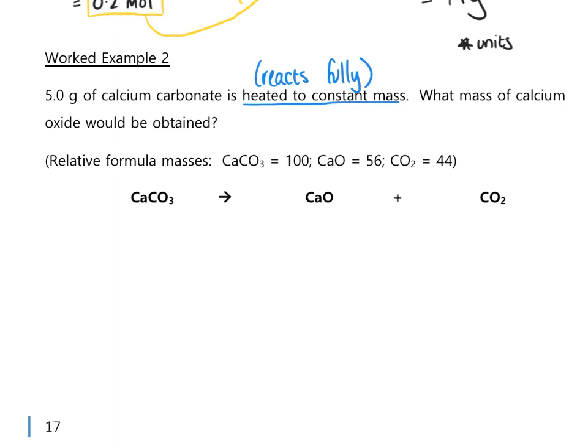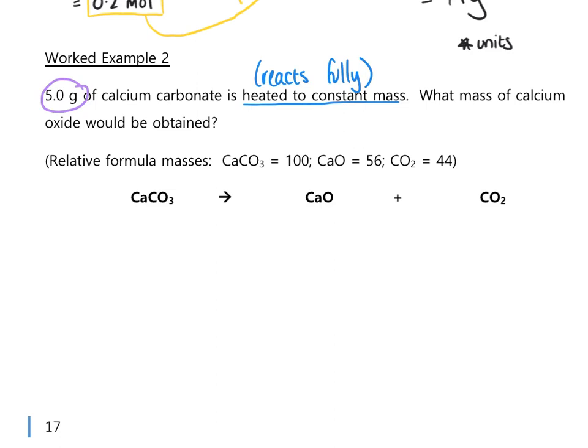So let's think through our steps first of all, make sure we have all the information we need written down underneath the equation. I always think that's the most helpful way to do these calculations. So we've got our equation here and we're going to work underneath it. So the first thing, step number 1, is write all the information you know underneath the equation. So what have I been given the mass of? Well, here's the mass here, 5.0 grams. That's the mass I've been given.